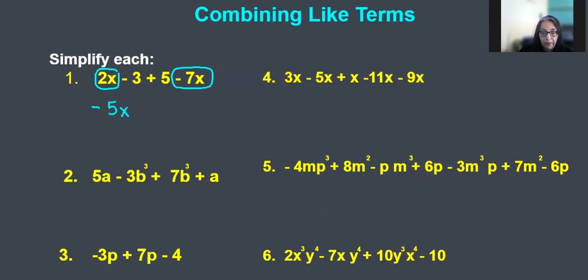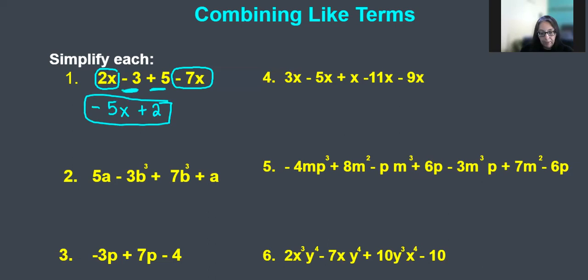Then I got to combine these numbers, negative 3 and positive 5. Well, negative 3 and positive 5 is positive 2. And that's our answer. What do you think? All right, let's go on to number 2.